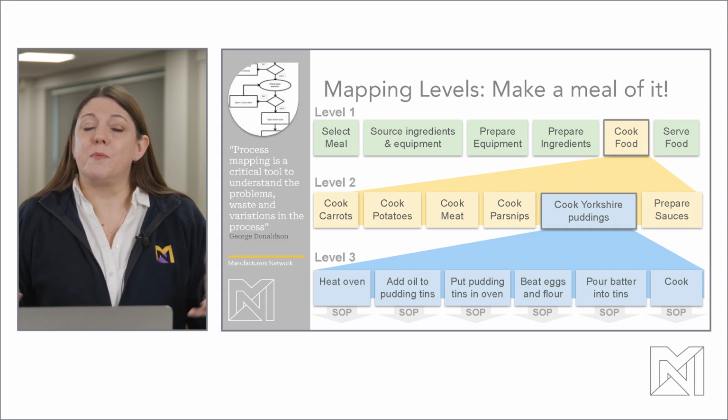That's our scope of our process that we want to work on. So at a really high level, that's how we make a meal, right? But there's no detail in that. There's no information that we can really work with. So we need to break that down to the next level.